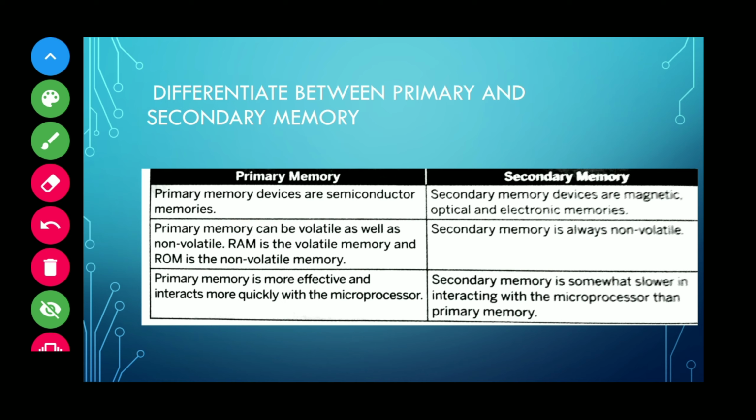Volatile means which cannot store data after switching off the computer. Suppose if we are not passing current to a memory, then it is not able to store data. That is volatile. Means RAM is volatile. When we switch off the computer system, RAM will erase. Okay, but ROM cannot erase. ROM is non-volatile. So you can highlight this also here. Non-volatile means permanent memory.